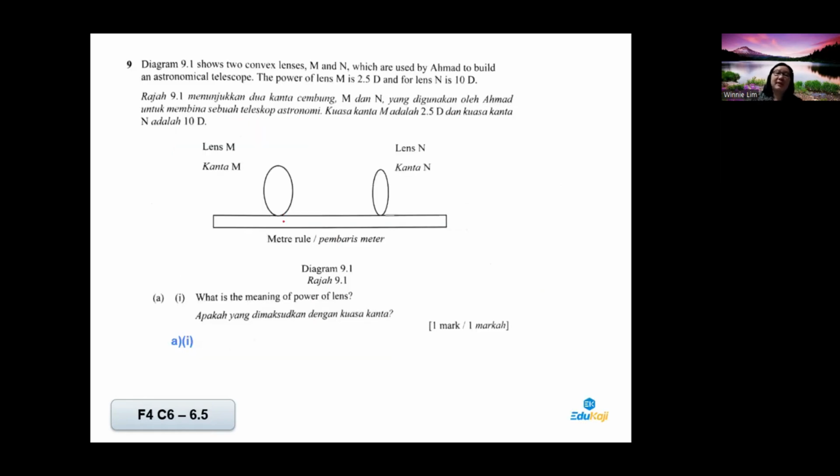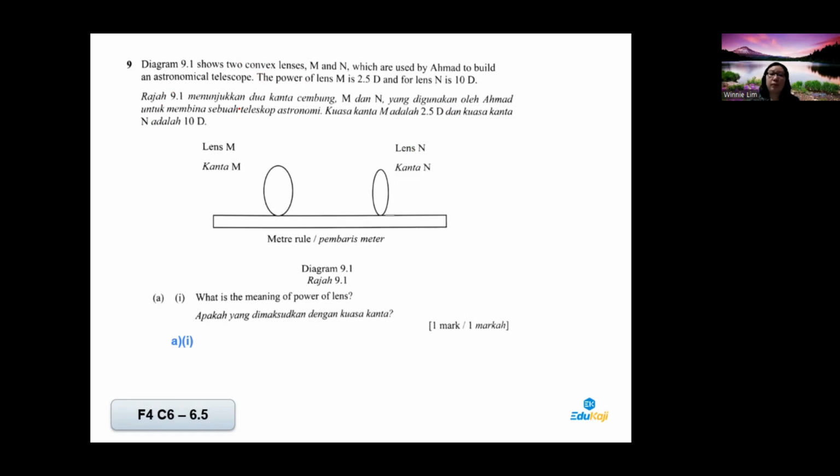So for the essay question, section B, you have two questions, question 9 and question 10. You basically choose one that you're more confident to answer. The total mark is 20. So we go through the question together. Diagram 9.1 shows two convex lenses M and N, which are used by Ahmad to build an astronomical telescope.